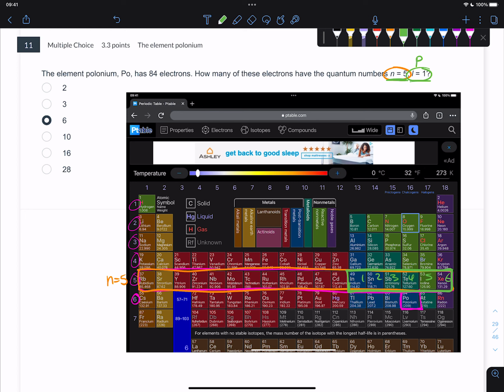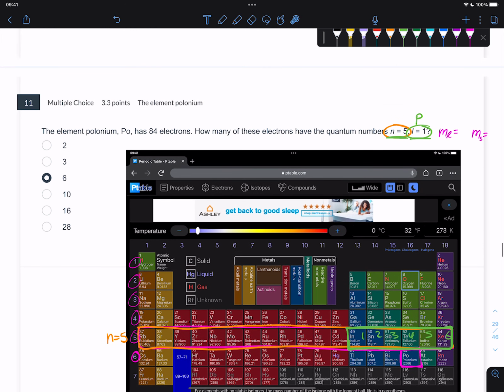Every time you add a quantum number, you get more specific. So that's why it's a relatively large number at 6. If they had added m subscript L, that would cut the numbers down even more. And then if they added even m subscript S, that would be a positive half or a negative half, and that would give you just one single electron. But there are actually 6 electrons that fit the criteria of being in the 5th level. So that's all of these. And they're in the p block.